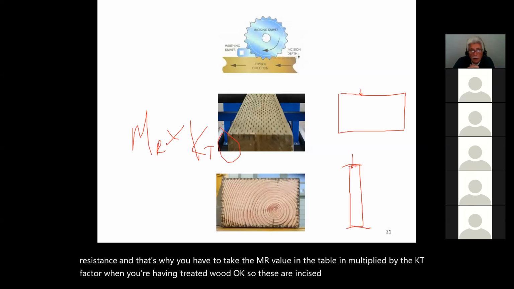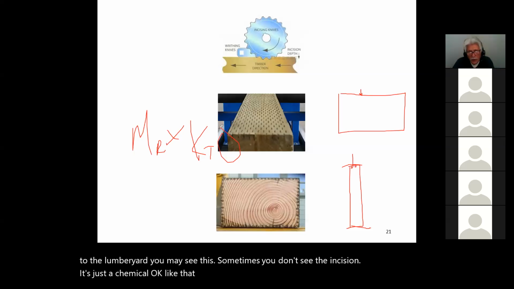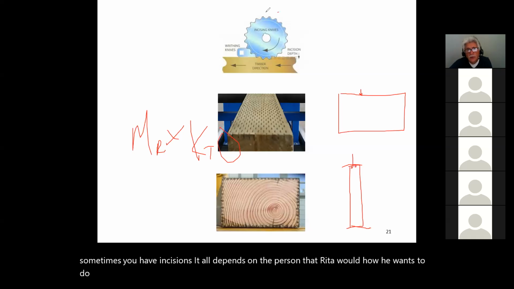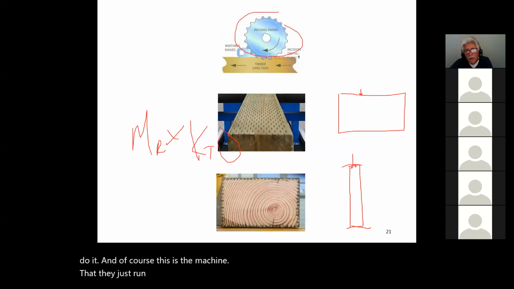And next time you go to the lumber yard, you may see this. Sometimes you don't see the incisions. It's just a chemical, okay? Like somebody said, it's just pressurized into the lumber. And sometimes you have incisions. It all depends on the person that's treating the wood, how he wants to do it. And of course, this is the machine that they just run the lumber under and it creates all those incisions in the wood, okay?